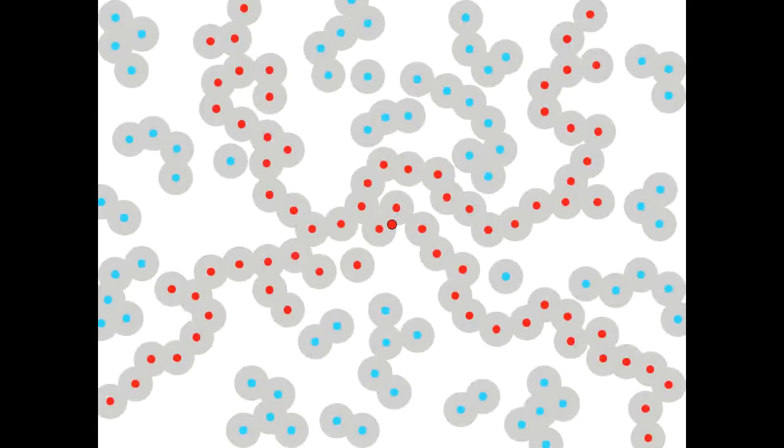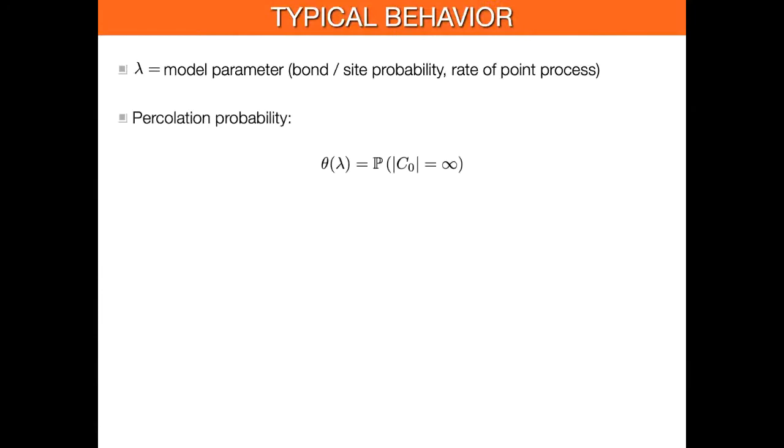So these are three different percolation models, although the general phenomenon is quite the same between them. Just the proofs could be different, the quantities can be different, and generally the behavior is as follows. There's some model parameter. It can be the probability for a site to be open or closed, or it can be the rate of the Poisson process, how many points I put in. And we can define theta to be the percolation probability. So for a given parameter value, what is the probability that the origin is connected to infinity? And then there is a critical value.